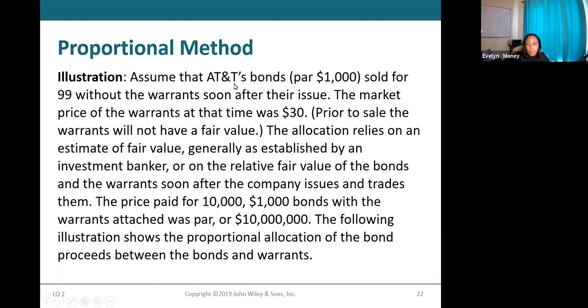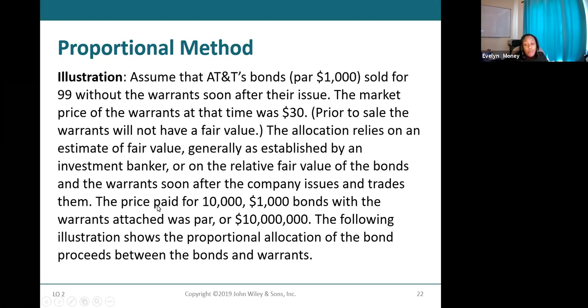So a lot of information here. We have AT&T with some bonds that are sold for $99 without the warrants soon after their issue. So here is the fair value of the bonds without the warrants. The market price of the warrants at that time is $30. So here is the fair value of the warrants.